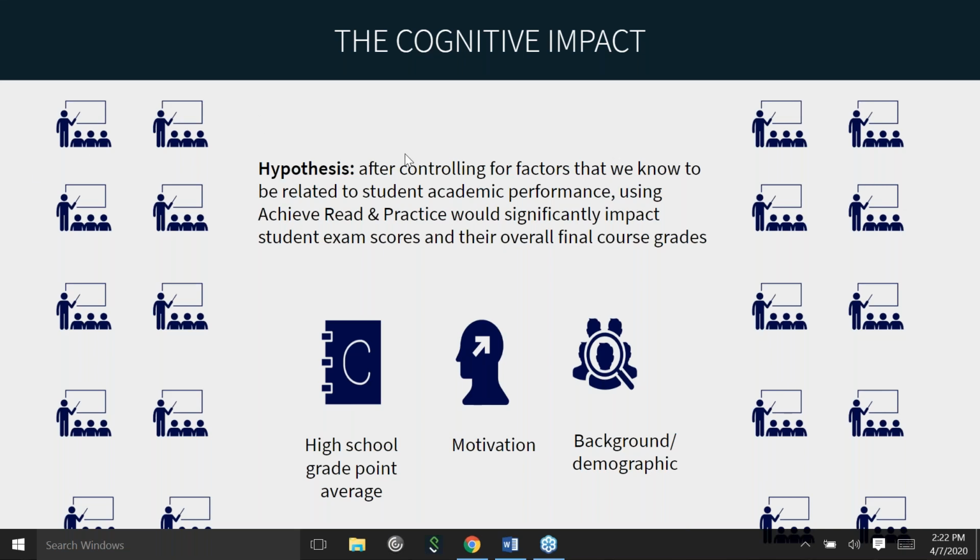which is really important when it comes to educational research and efficacy research. So we hypothesize that after controlling for the factors that we know to be related to academic performance, using Read and Practice would significantly impact student exam scores and their overall final course grades.